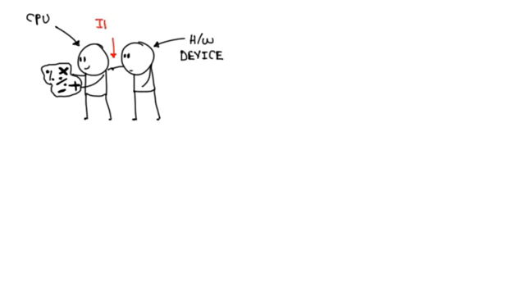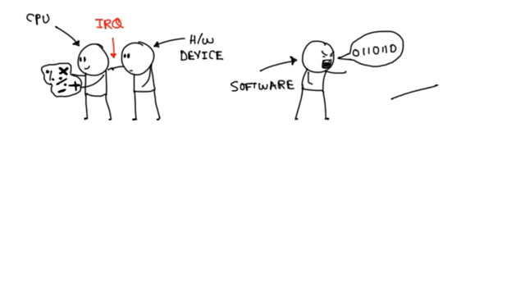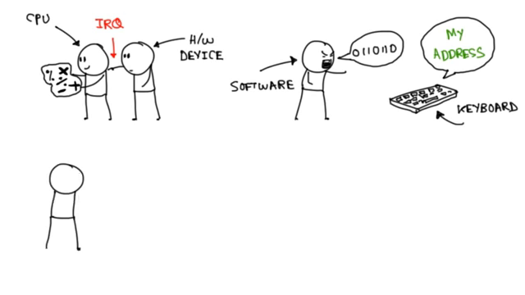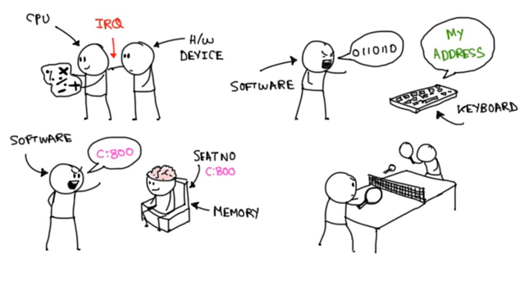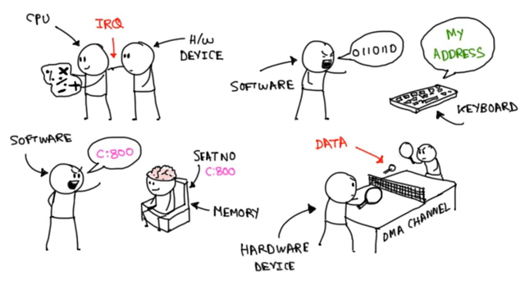So basically, hardware devices call the CPU for attention using an interrupt request. Software calls a hardware device by the input-output address of the device. Software looks at memory as a hardware device and calls it with a memory address. DMA channels pass data back and forth between a hardware device and memory. So that's how the hardware communicates with software.